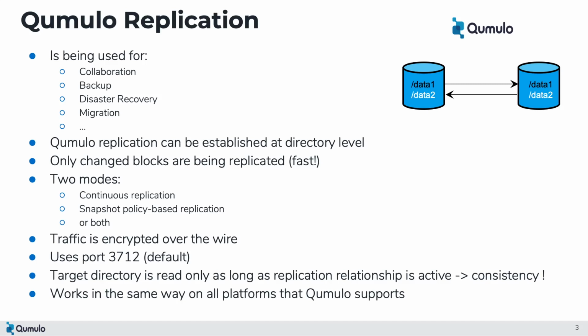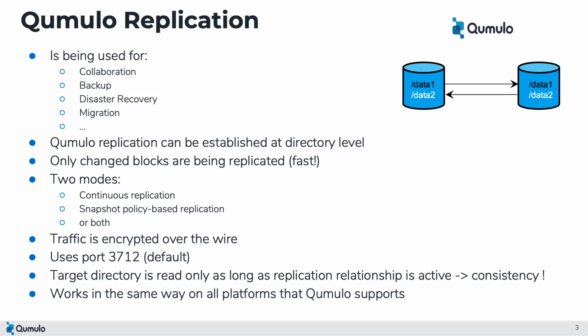The Qumulo replication can be established at directory level, and if you pick a specific directory from which you want to replicate to another location, everything that is in that directory will be replicated, including subdirectories and files. Only changed blocks are being replicated, so that's very fast. If you have a file that has some changes, we will only replicate those changed blocks. So it's very network friendly and it's very fast.